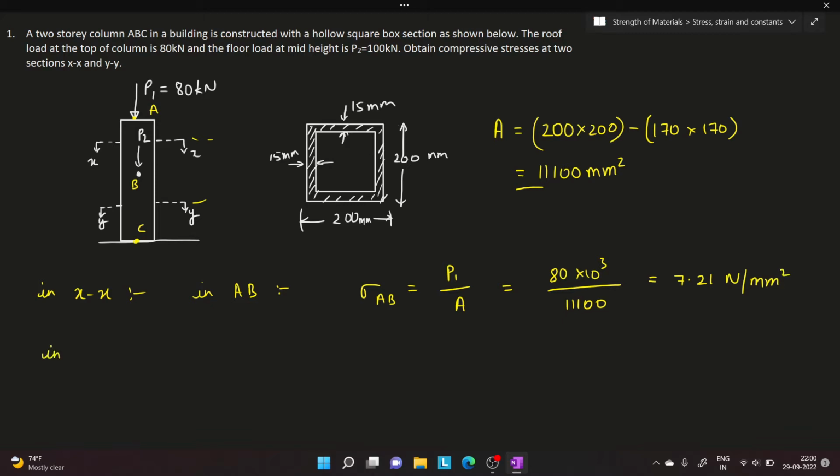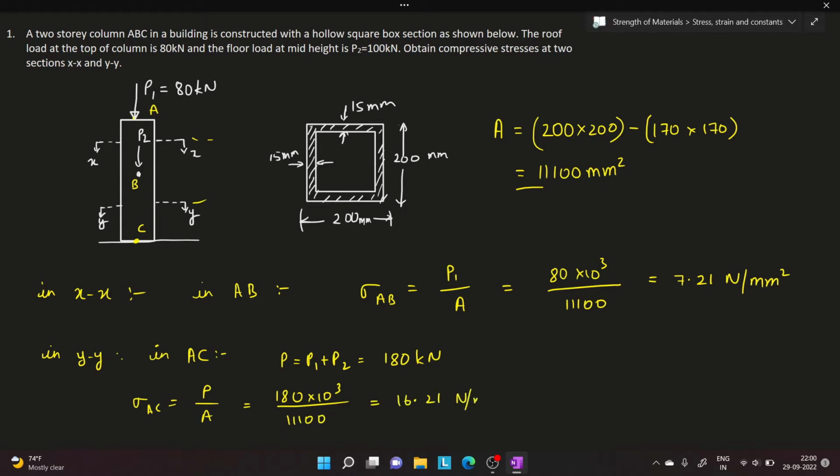Again, in the YY section, which is in AC, meaning the whole of the column, the total load is P1 plus P2, which is 180 kilonewton. So sigma AC, the entire column, is P by A. P is 180 into 10 to the power of 3 divided by A, which is 11100, that is 16.21 Newton per mm square. So this is the total compressive stress in the entire column.